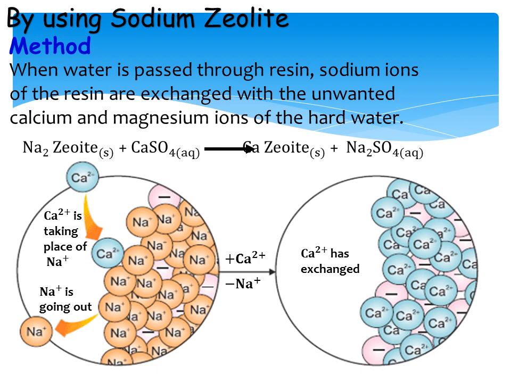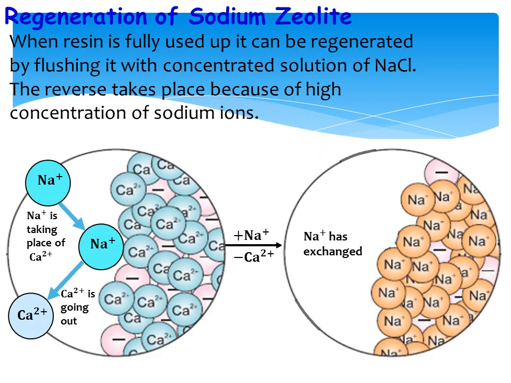So when water is passed through the resin, sodium ions are exchanged with the unwanted calcium and magnesium ions of hard water. As we have already seen in the figure, this calcium ion is coming from the hard water, and sodium zeolite is the resin which is present in the column. The ions get exchanged: sodium ions go into the water and calcium ions stick with the zeolite. A time will come when the whole of the zeolite is filled with calcium zeolite. It gets saturated with calcium ions, and we want to reverse it so that we can use it for further softening.